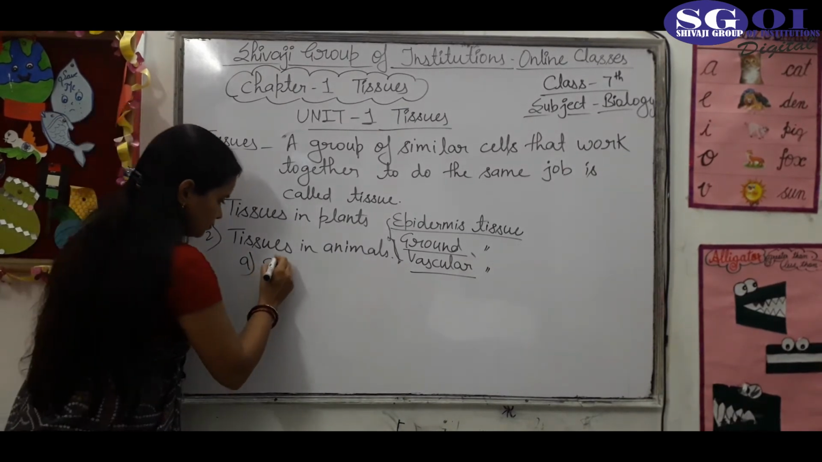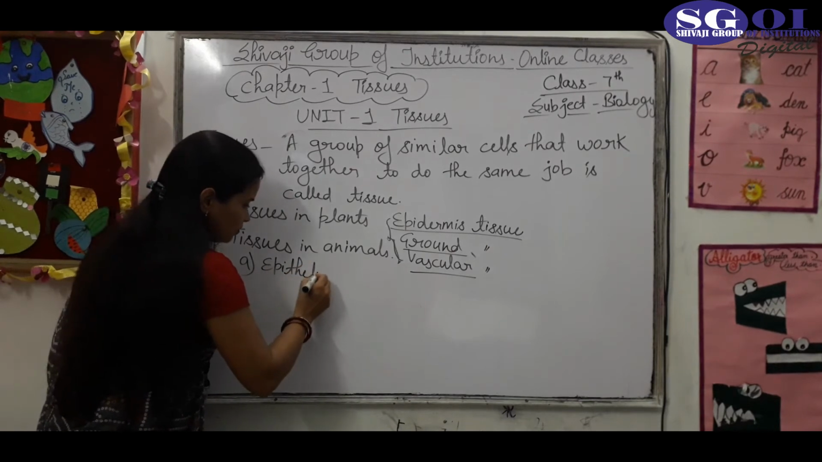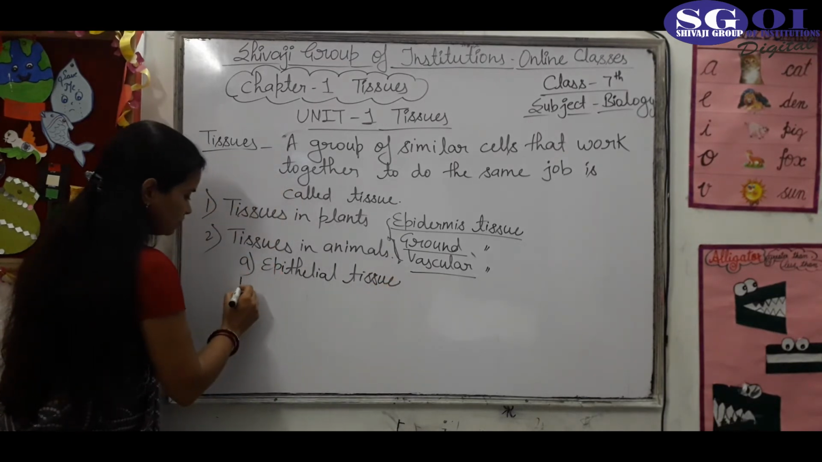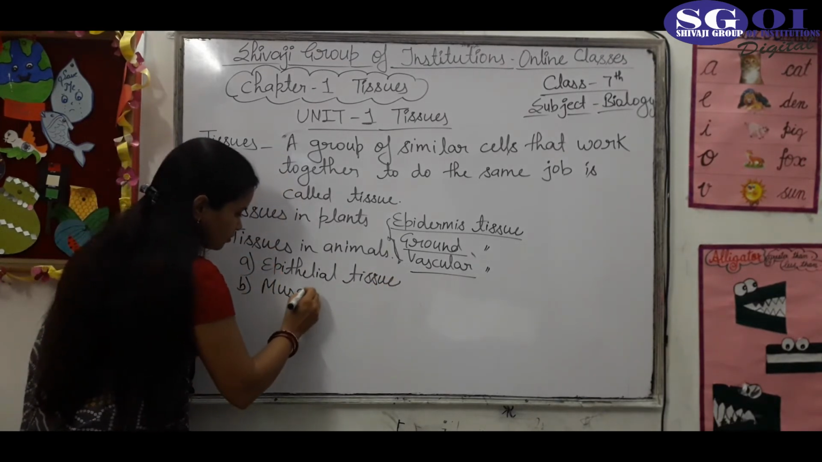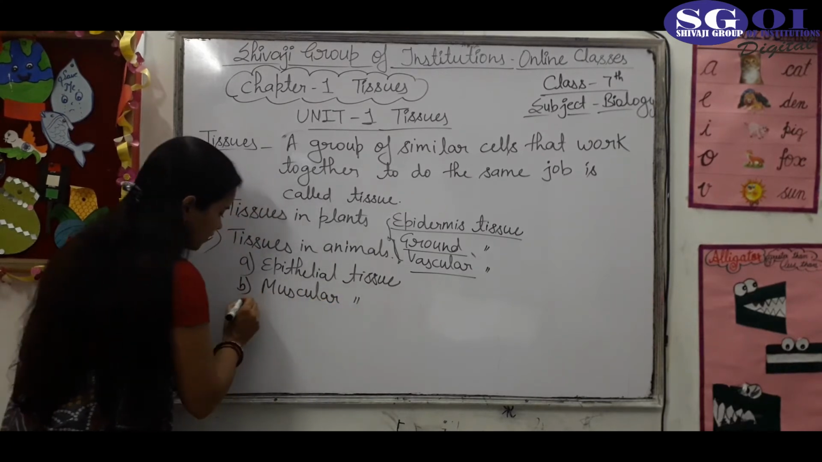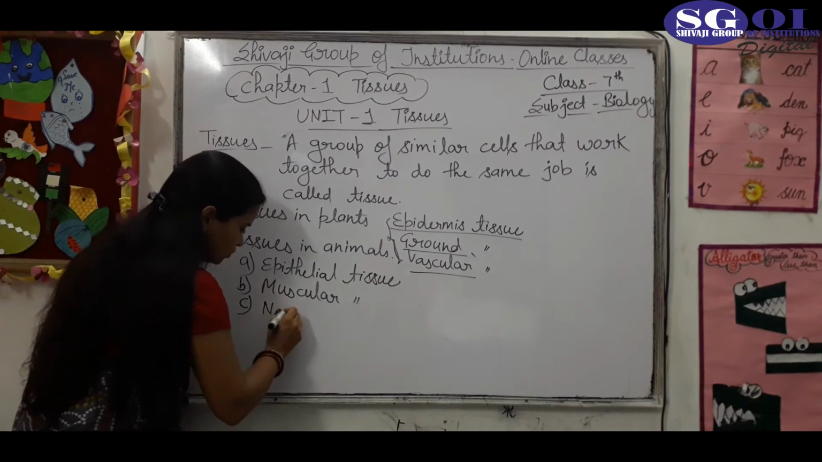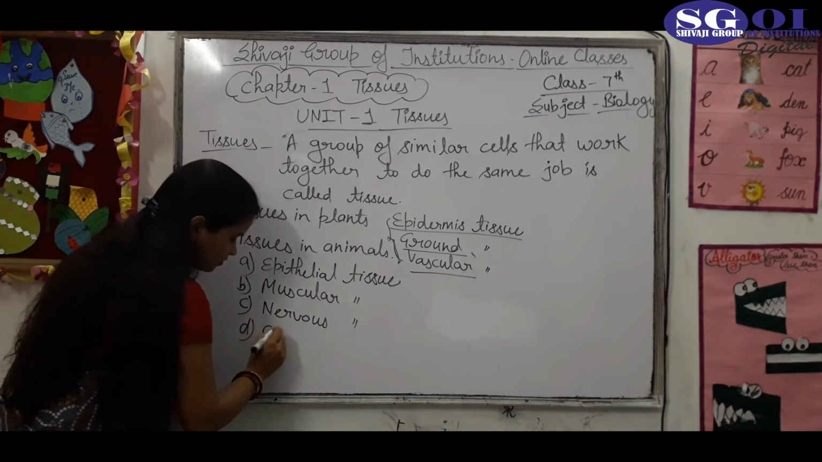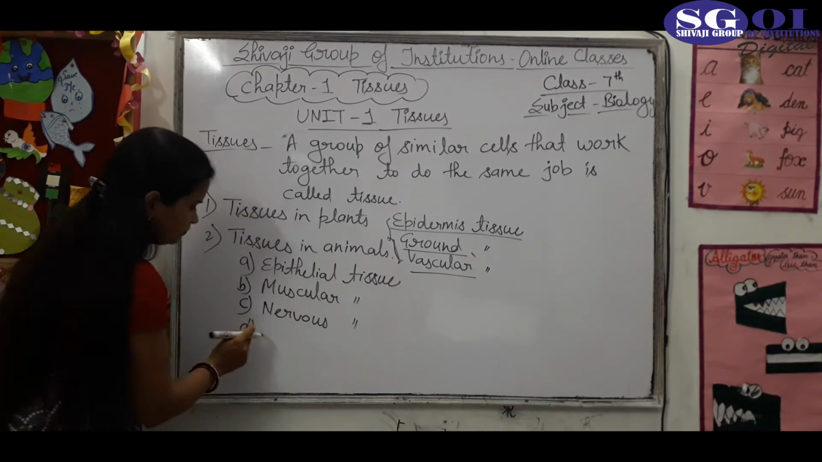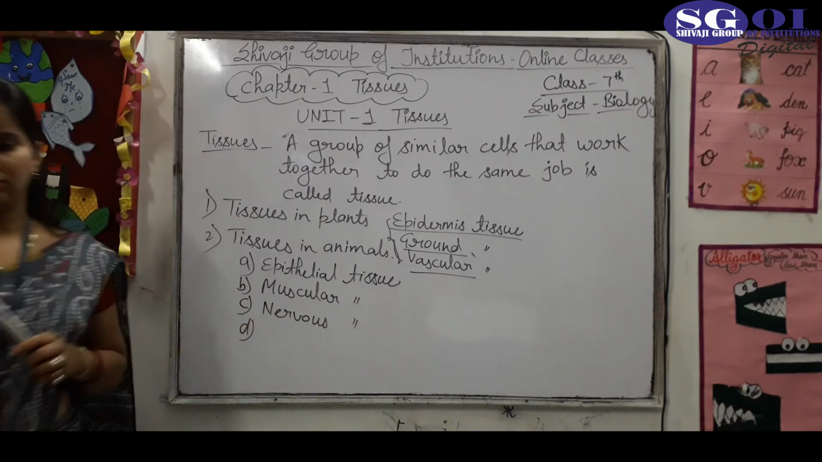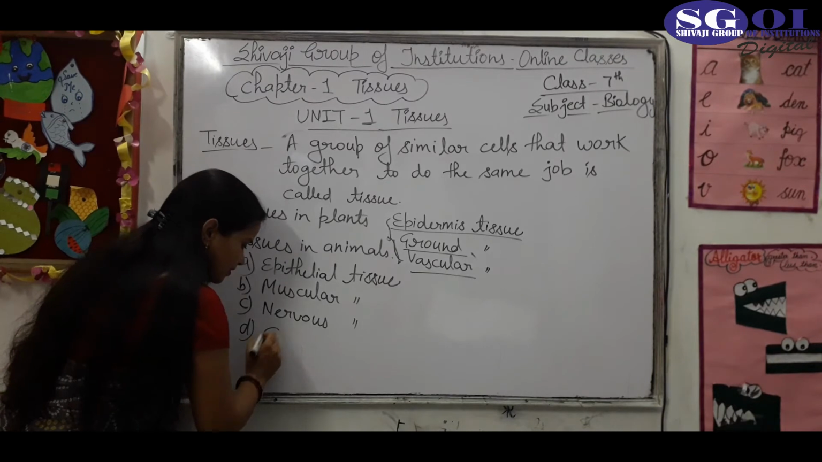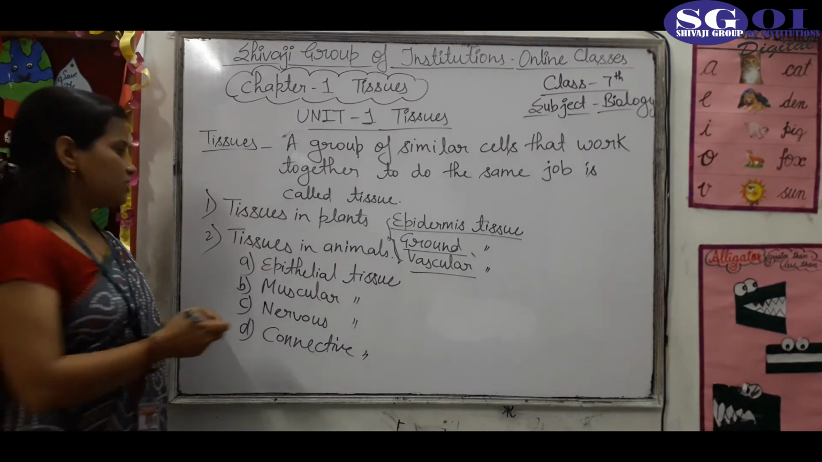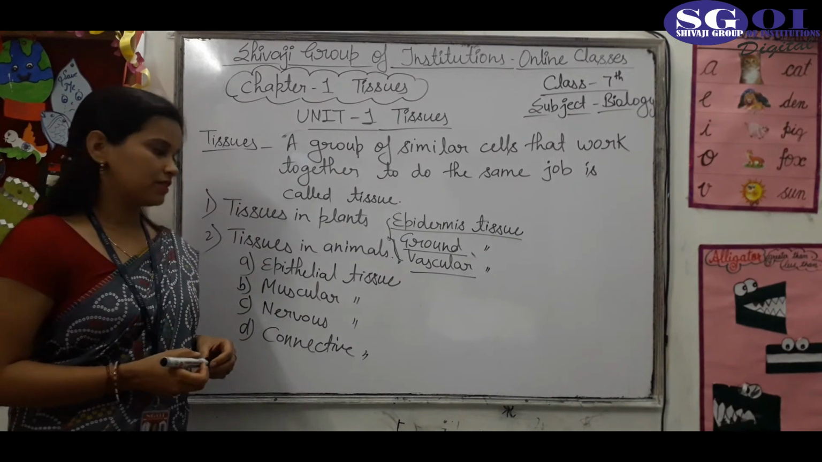First is epithelial tissue, muscular tissue, and next is nervous tissue. Next is connective tissue. So these four types of tissues are found in animals.